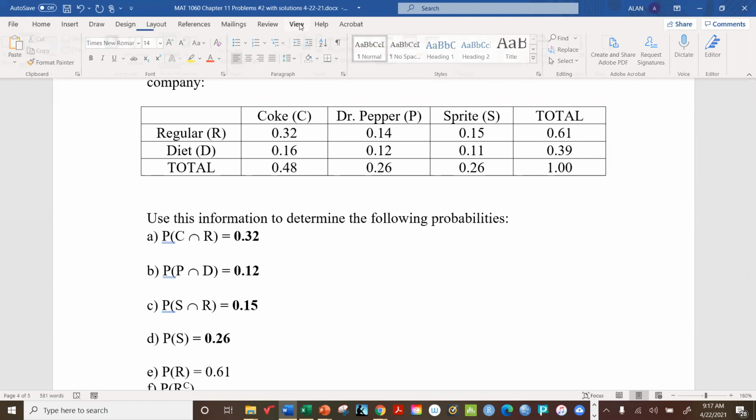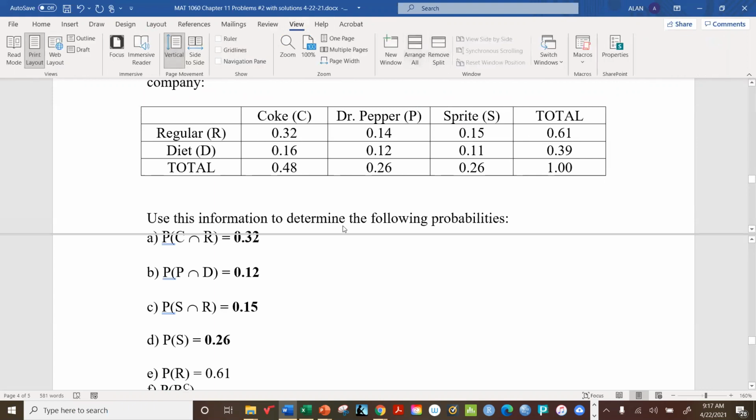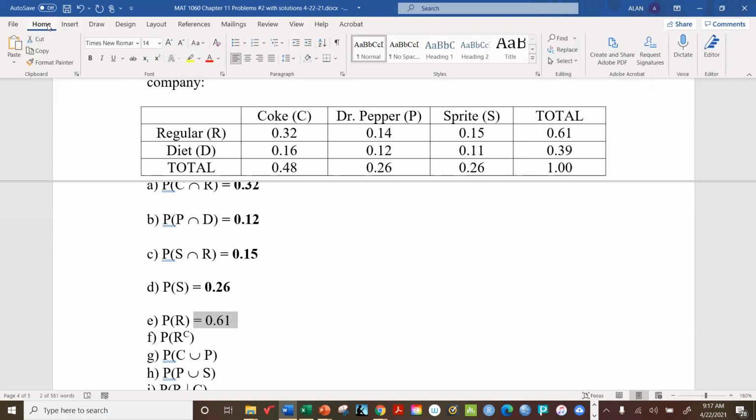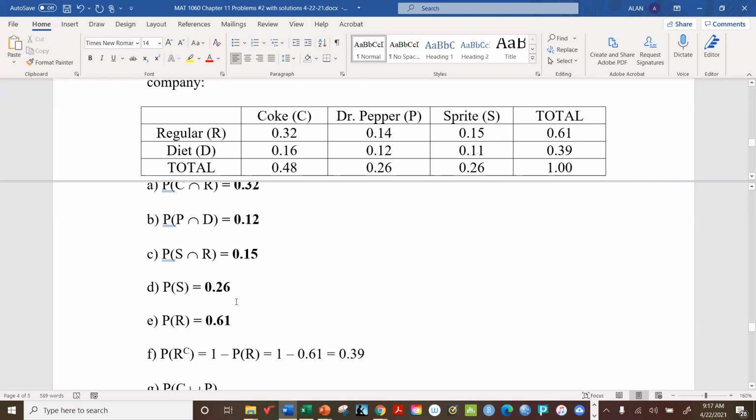Oh, one more thing. I guess I should split the screen. We don't want to have to scroll around. There we go. I will soon run out of space. Now, our complement, again, we can use the complement rule here. So it's 1 minus 0.61, since we just got through calculating the probability of R. So therefore, that would be 0.39.